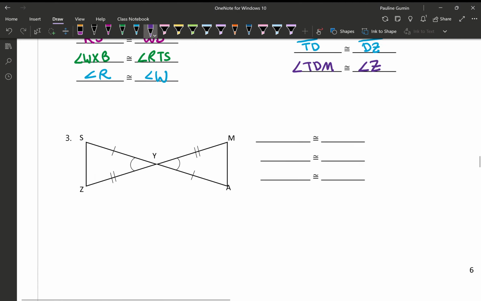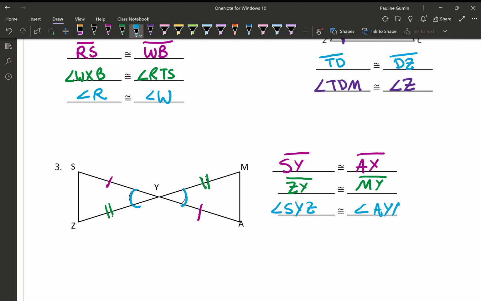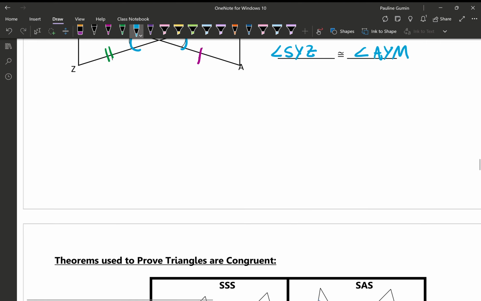Okay, number 3, let's do the same thing. We got single tick, single tick. So I got SY and AY. I got double, double. So that's ZY and MY. And then lastly, I got these two Y angles. I gotta use 3 letters because they're 2 of the same vertex. So we got SYZ is congruent to AYM. Fantastic.